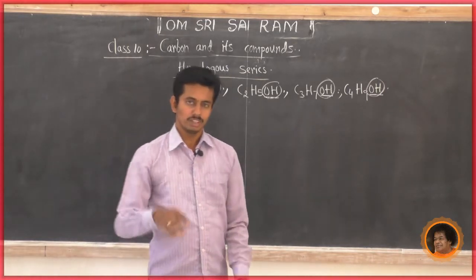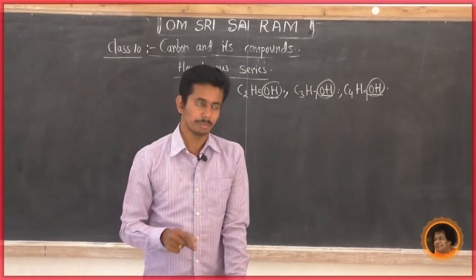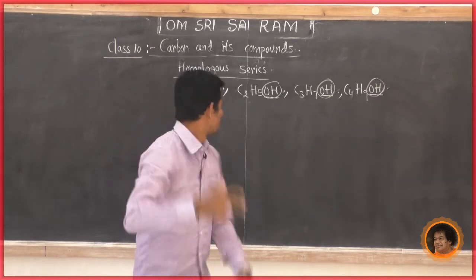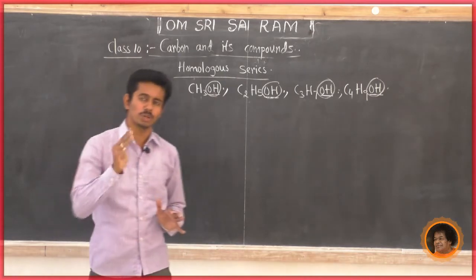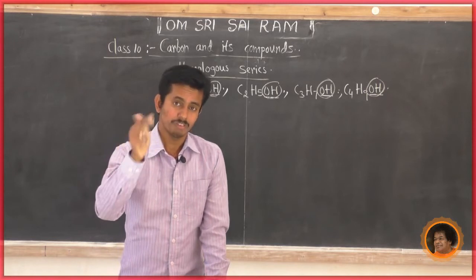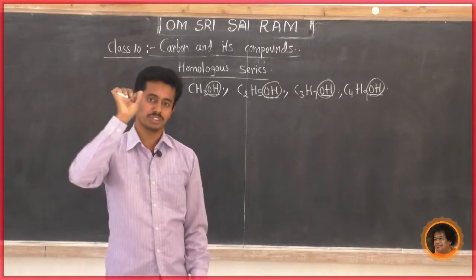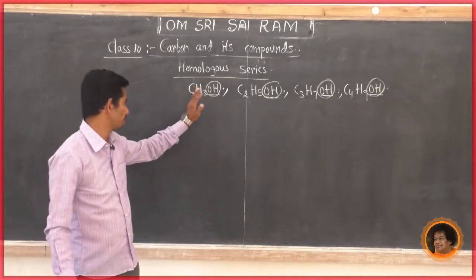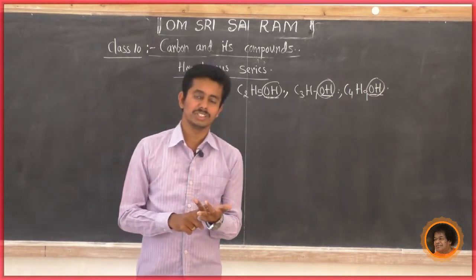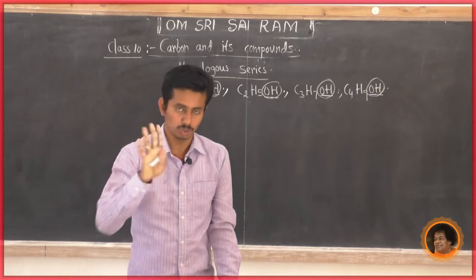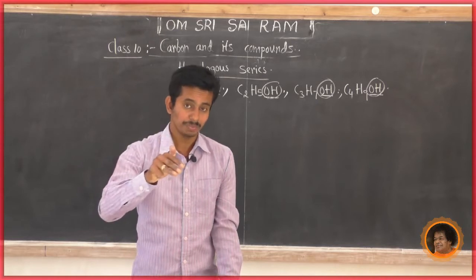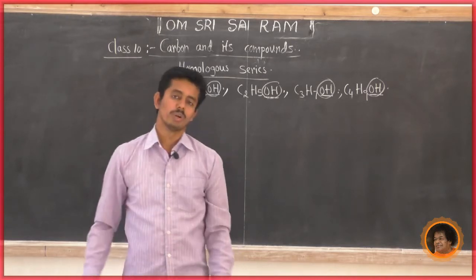Not only alcohols, for example, the aldehydes also. Why? What is the condition for a homologous series? The sequence of compounds which have the same functional group and the same chemical property belongs to a homologous series. Therefore, the sequence of aldehydes is also a homologous series. The sequence of alcohols is also a homologous series. The sequence of ketones is also a homologous series.